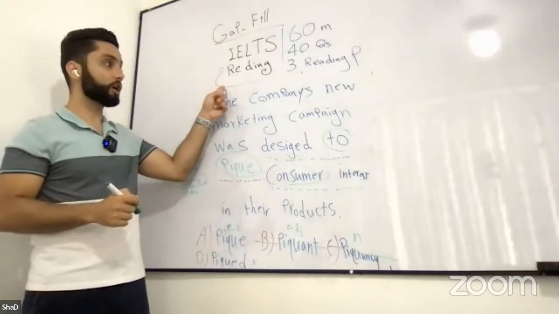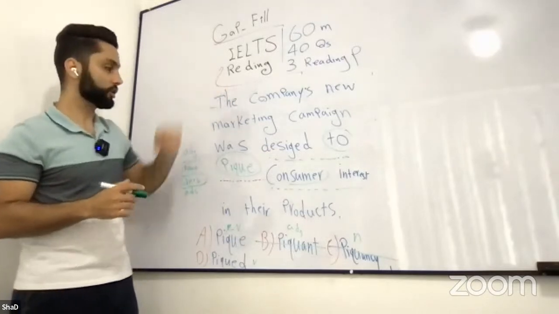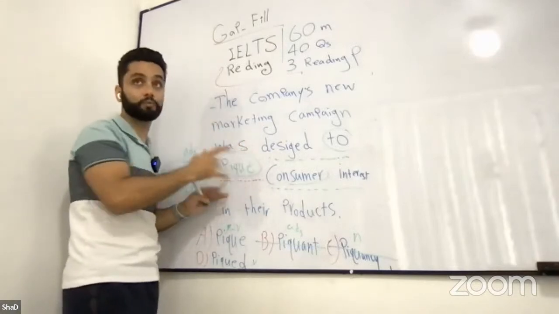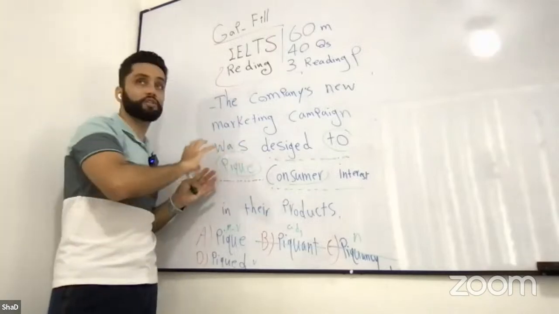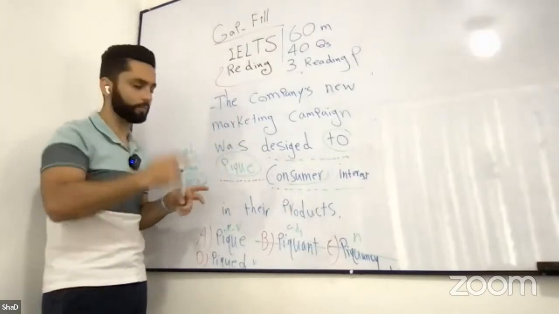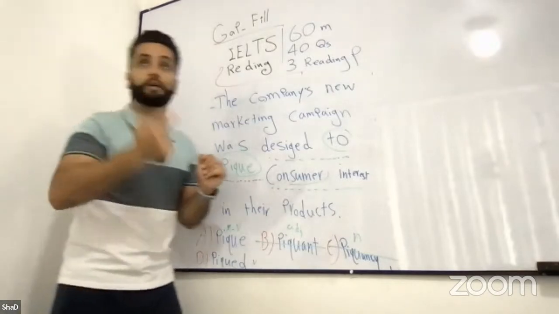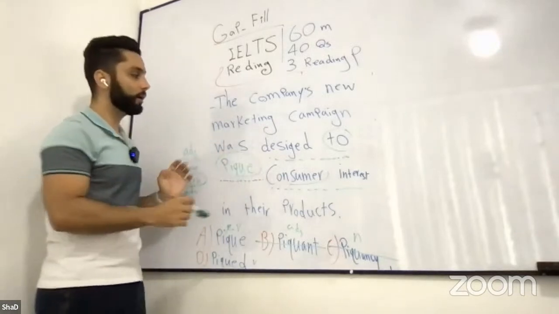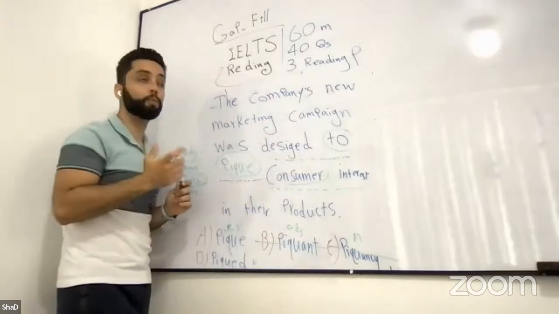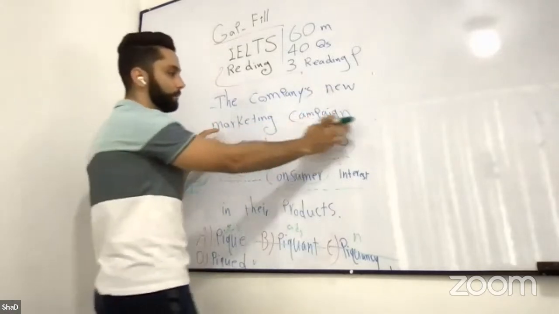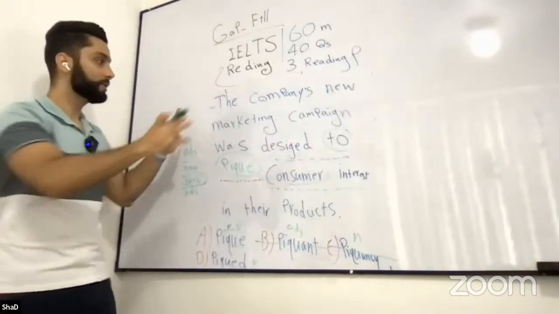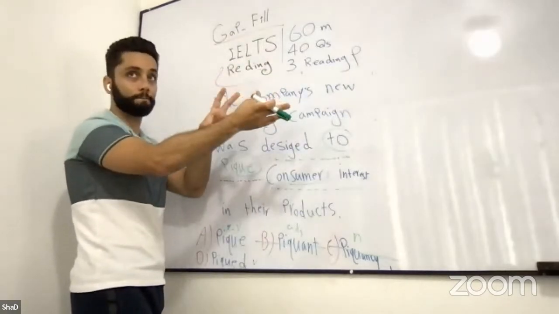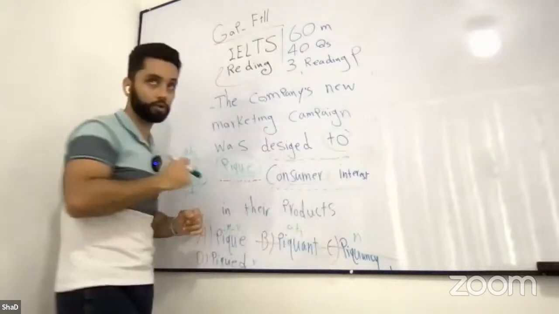First of all, read the instruction for the question. Know how many words you are allowed to write in the gap: one, two, three, or a combination of words and a number. That's your first thing. Then look for keywords, important words, like "new marketing campaign", which could be a key phrase. The keywords will help you find the corresponding paragraph where the answer is located.